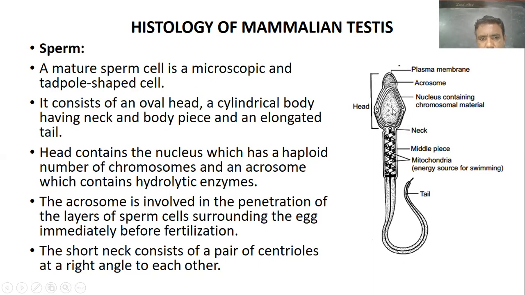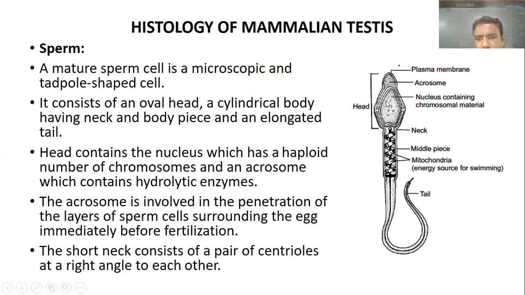This is the nucleus, which has a haploid number of chromosomes, and an acrosome which contains hydrolytic enzymes. These hydrolytic enzymes help to break down the membrane of the ovum. The acrosome is involved in the penetration of the layer of cells surrounding the egg immediately before fertilization.